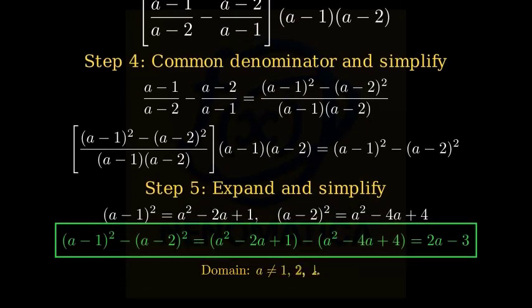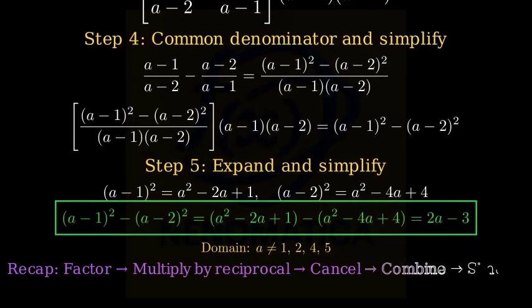Important domain note. From the original denominators, a cannot be 1, 2, 4, or 5. So the final answer is valid for all real a not equal to 1, 2, 4, or 5. Recap. We factored, turned division into multiplication by the reciprocal, canceled common factors, combined the difference, and simplified to get the final result.